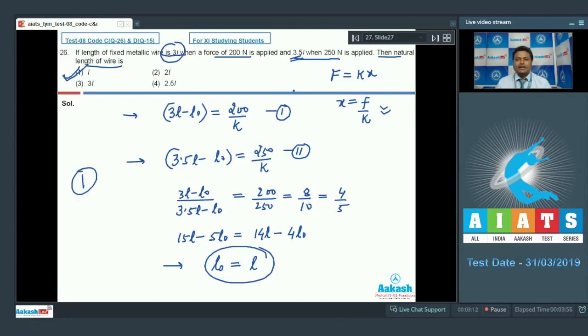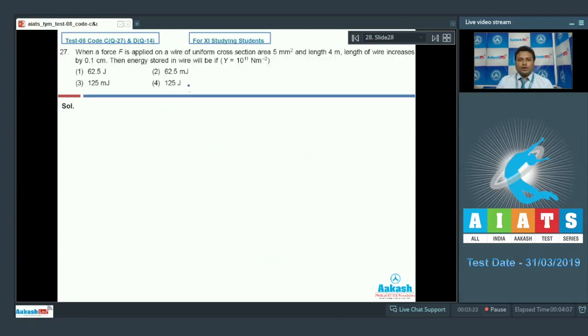Move on to the next question, that is 27. Now here we have question number 27, everyone. When a force F is applied on a wire of uniform cross-sectional area 5 mm square, length 4 meter, length of the wire increases by 0.1 cm, then energy stored in the wire will be what, given that Young's modulus is 10 to the power 11 Newton per meter square.